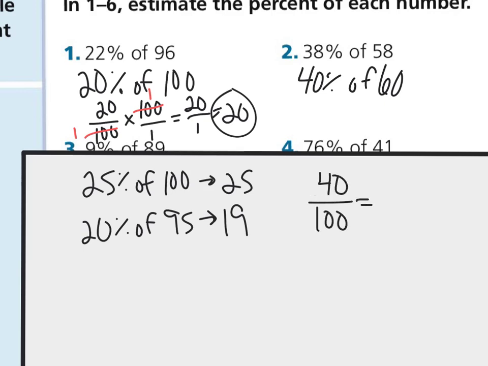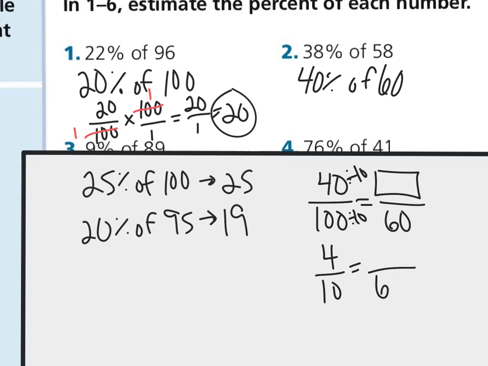So this one, I'll just show you a different way. We talked about doing a proportion. We have 40 out of 100. We're trying to find the number out of 60. 100 to 60 doesn't seem to work real nice, but if you divide both of those by 10, that would be 4/10. And you can multiply both of those by 6, and then that would be 24.